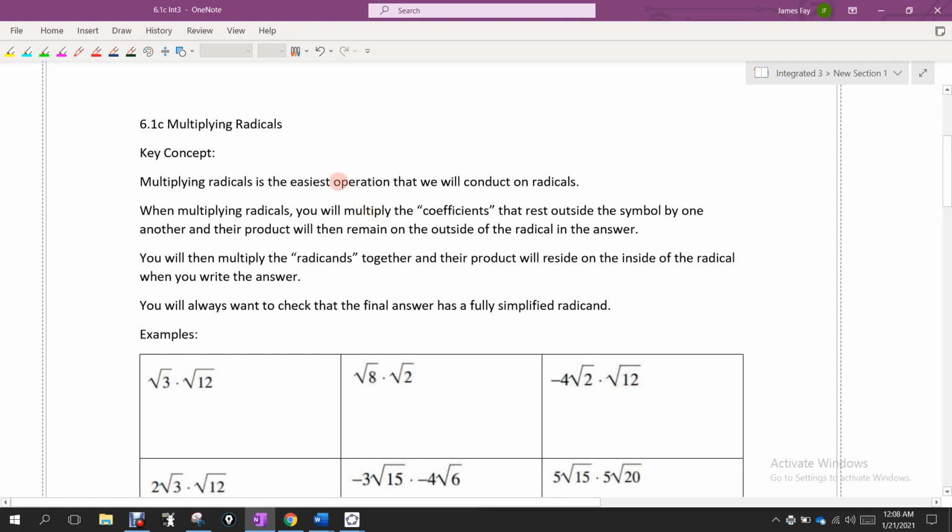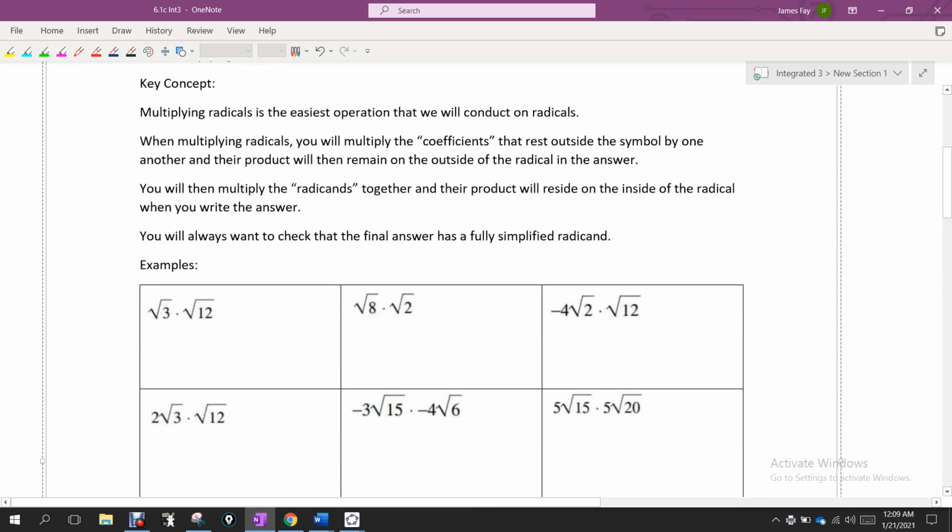And conducting radicals. So when multiplying radicals, you will multiply the coefficients. I'm just giving you an example down here. If I look at this one here, that -3 is the coefficient for radical 15. That -4 is the coefficient for radical 6. If I had 3x, that coefficient is telling me how many x's I have. This is telling me how many radical 15s I have. This is telling me how many radical 6s I have. So we can still refer to that number out front as a coefficient.